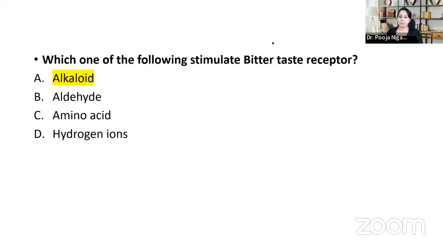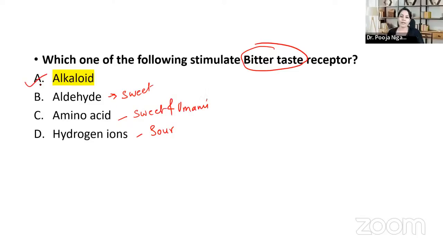Next comes the bitter taste. Which one of the following stimulates the bitter taste? Now understand that the aldehydes usually taste sweet. Amino acids also taste sweet or umami. Hydrogen ions give a sour kind of taste. So the remaining one is alkaloid, and most of the alkaloids taste bitter. So the answer over here will become bitter.